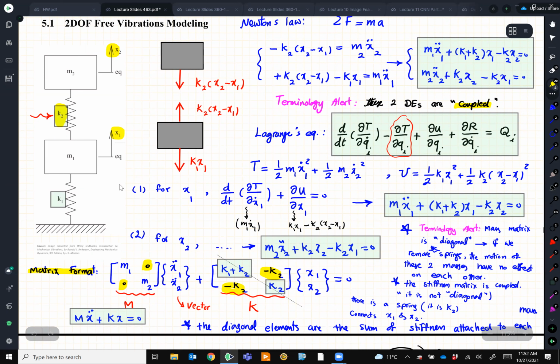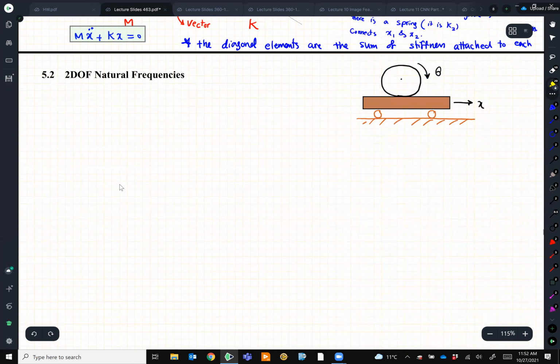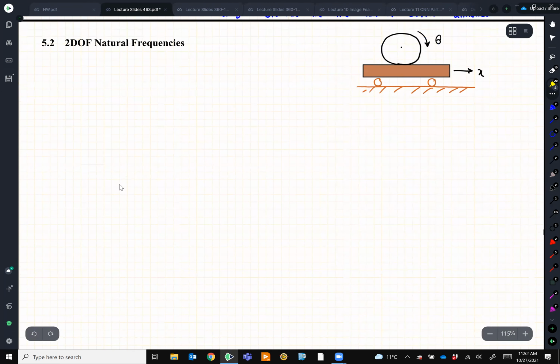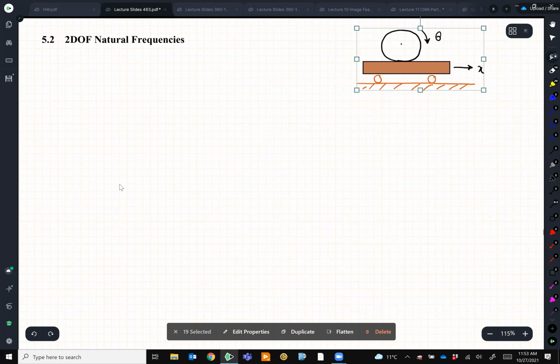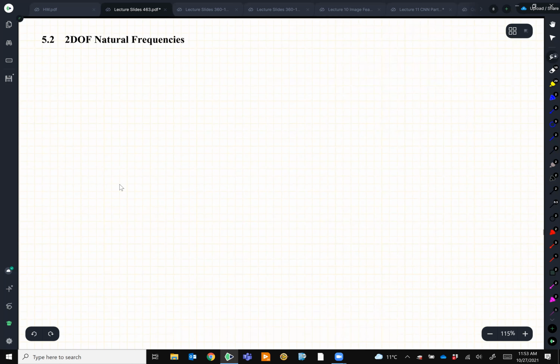So assuming that we know how to derive the equation of motion, our next topic is what we need to do with these equations. We need to solve them, right? Which is the next topic.